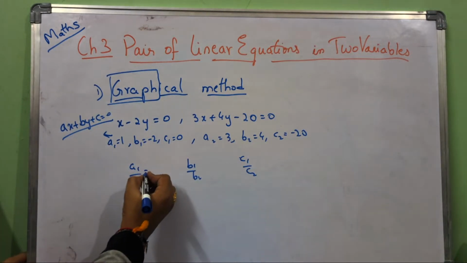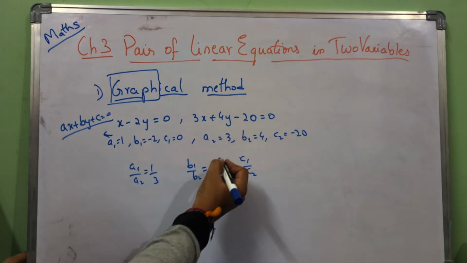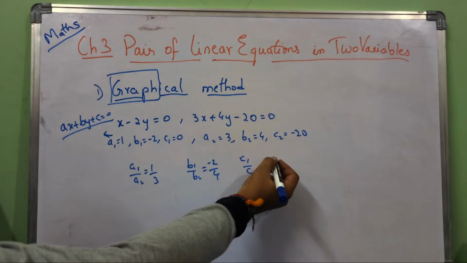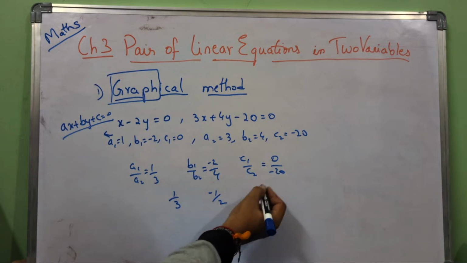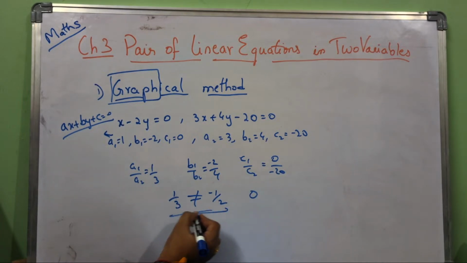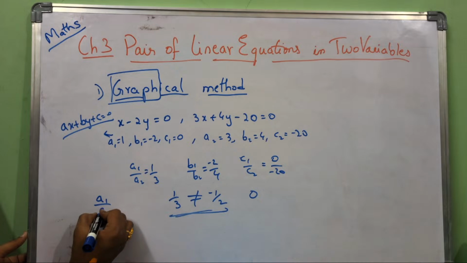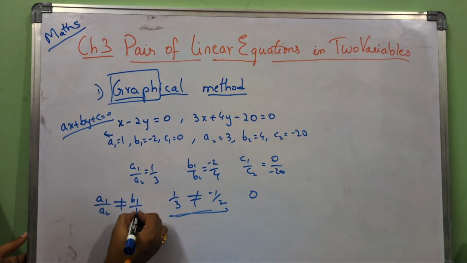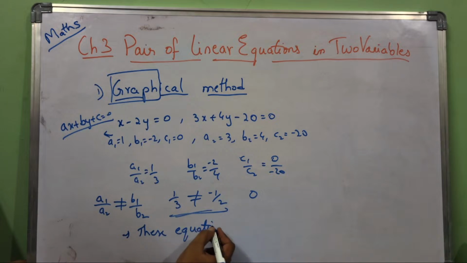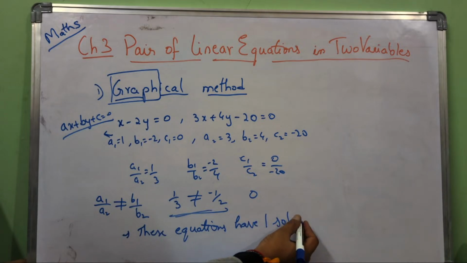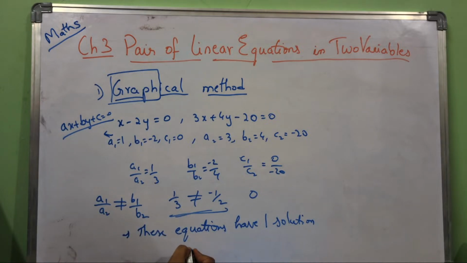a1 by a2 is 1 by 3, b1 by b2 is minus 2 by 4, c1 by c2 is 0 by minus 20. So a1 by a2 I got as 1 by 3, this, if I solve, you will get minus 1 by 2, this is already 0. So a1 by a2 is not equal to b1 by b2. So this is a condition for intersecting lines. So we can confirm that these equations have one solution. Why? Because these are intersecting lines.